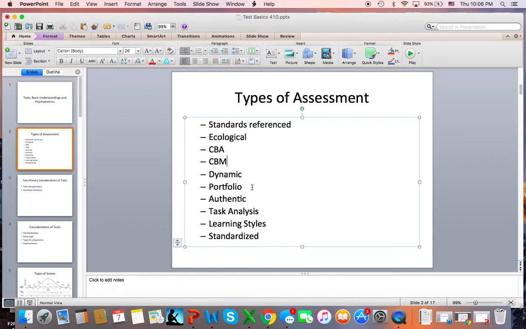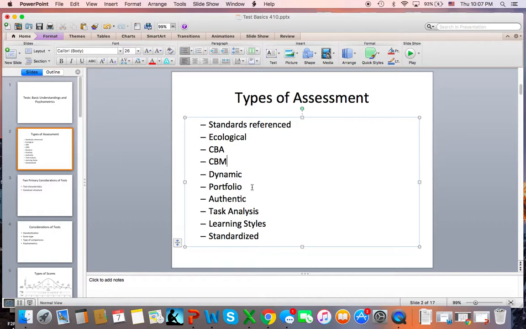Authentic assessments are those assessments where you measure a student's performance or make some sort of evaluative decision based on them completing tasks that are generally thought of as being typical of that particular skill. So, for instance, with reading, oral reading is something that, regardless of curriculum, children are typically expected to be able to do some sort of oral reading.